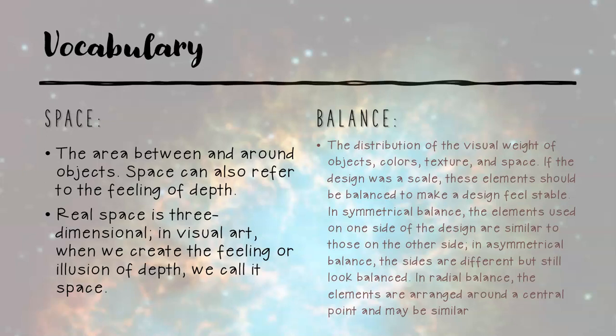In a symmetrical balance, hopefully you've heard that term before, the elements used on one side of the design are similar or pretty exact to those on the other side. So it's like cutting it down the center and both sides are the same, like a butterfly. In an asymmetrical balance, the sides are different but still look balanced. So even though it's not the exact same on both sides, there are similar elements on both sides, but they don't look exactly the same. And in the radial balance, the elements are arranged around a central point and they may be similar.